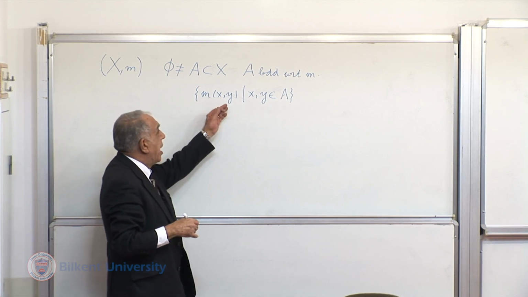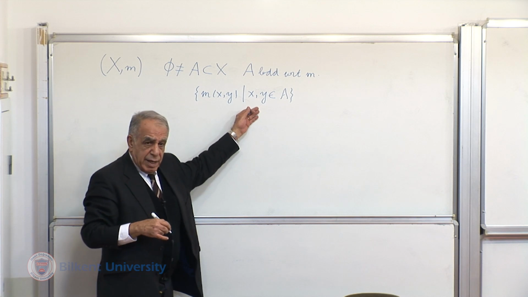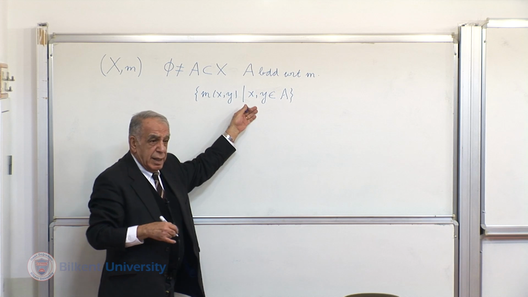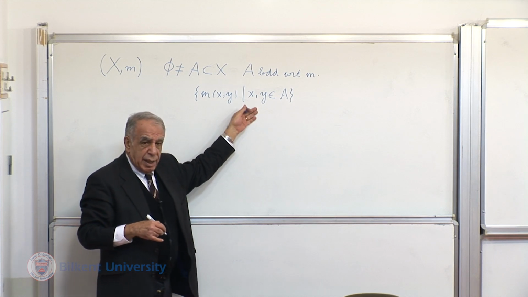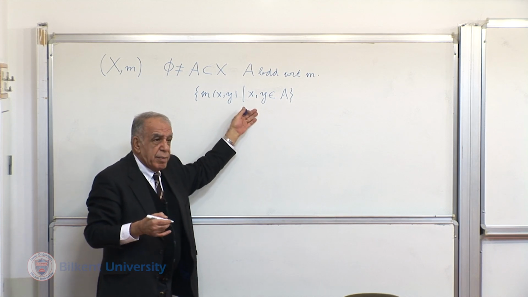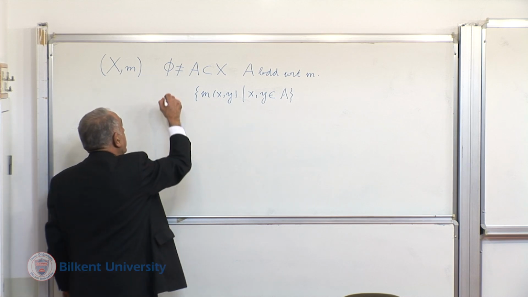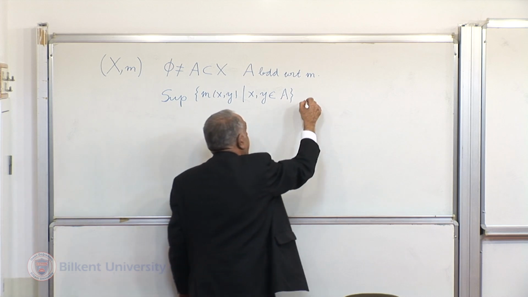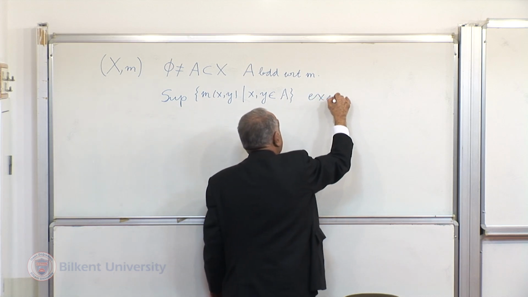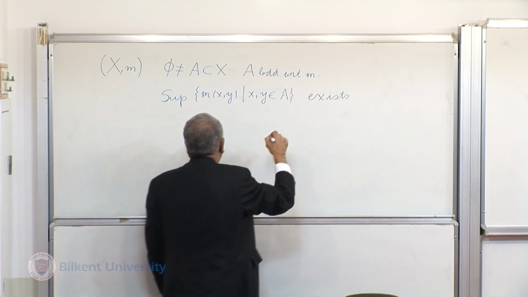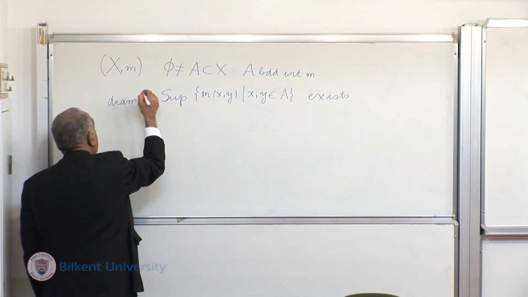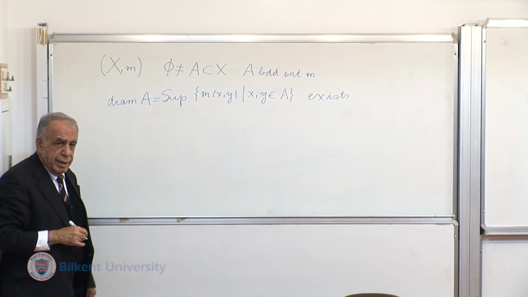Well, since A is bounded, this will have an upper bound. Since A is non-empty, this will be a non-empty subset of R. So by the supremum principle, the supremum of this will exist. And we refer to this as the diameter of A. That was the first part.